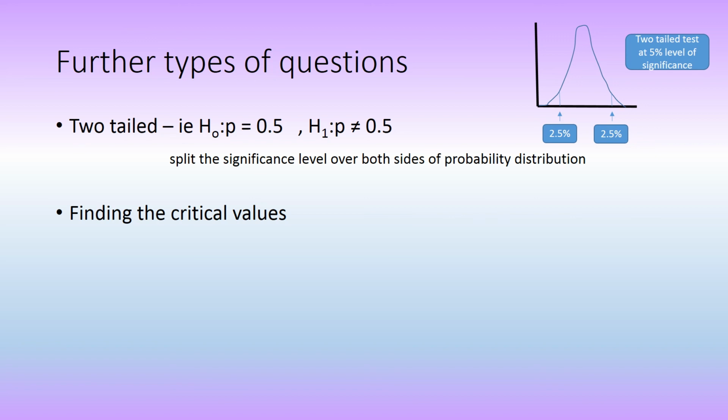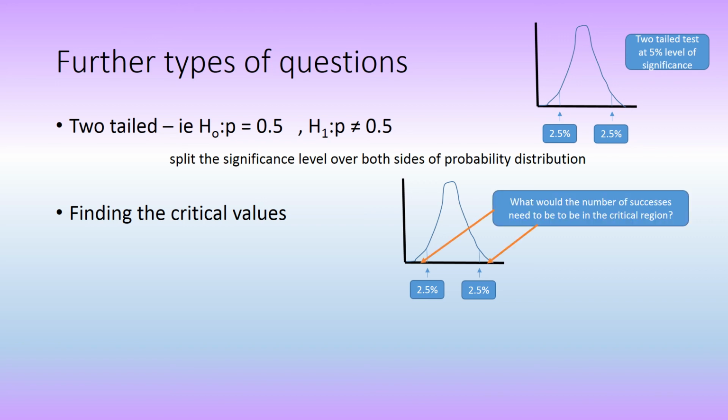You can also find yourself with a question where you have to say what the critical values are. So we could have our limits, be it at one end of the probability distribution or at both ends if it's two-tailed, and our job might be to find the actual number of successes that are needed in order to go into those critical regions. So it's sort of a reverse question.